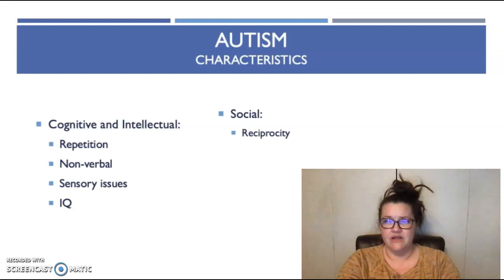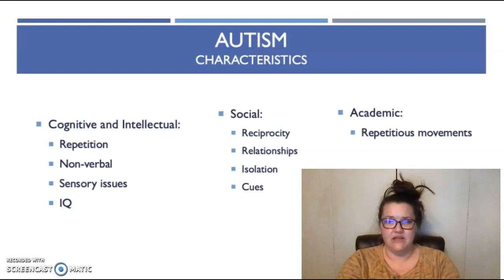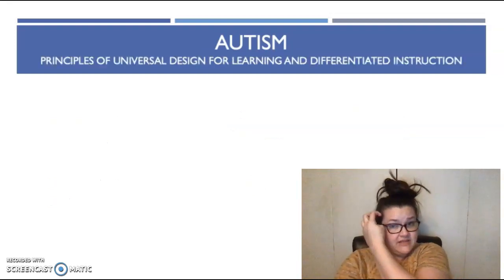Socially, they are deficient in social emotional reciprocity, have difficulty maintaining relationships, usually isolate themselves in social situations, have difficulty understanding metaphors, conflicting emotions, and social blunders. Academically, some students may have repetitious movements during class activities when they are not interested, may learn very slowly and need extra help to learn simple concepts.